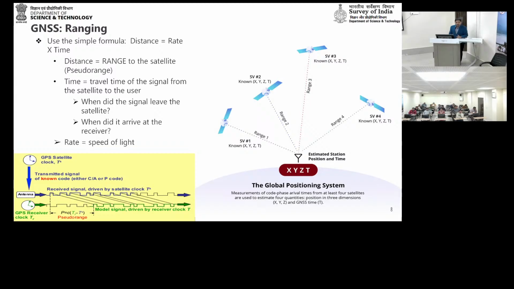But that range is a pseudo range, because it contains too many errors like atmospheric corrections and propagation error. So today we call it the pseudo range. You can see in the right portion that we have 4 satellites, and we get 4 ranges, and all these 4 ranges help in the estimated location of any point.